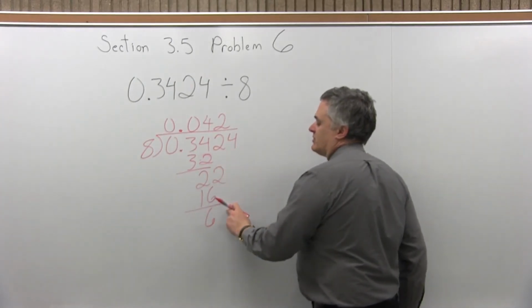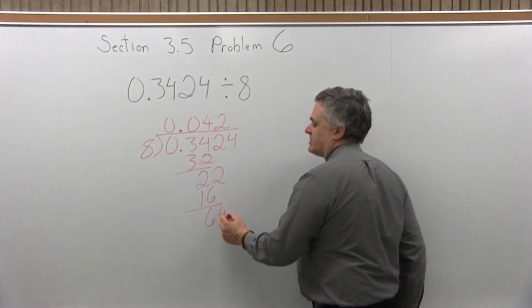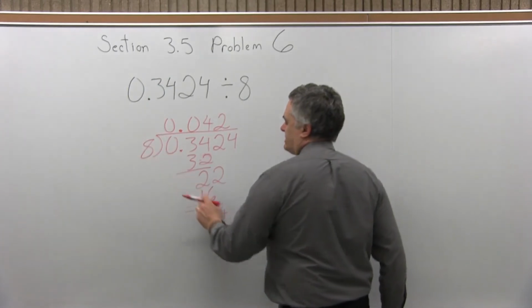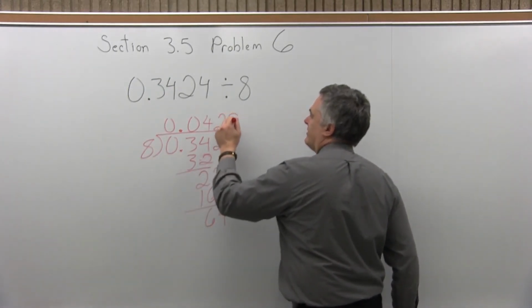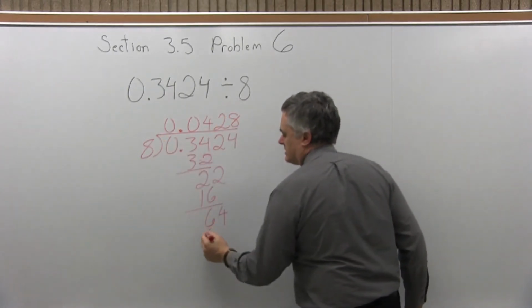The next digit over is a 4, so that'll come down next to the 6 we just got. 8 divides into 64 8 times. 8 times 8 is 64.